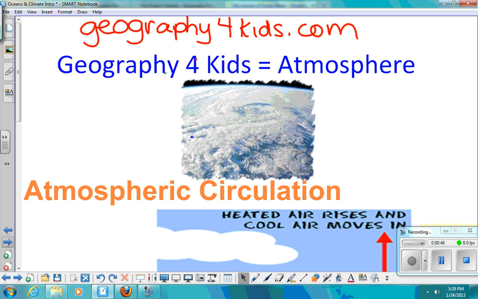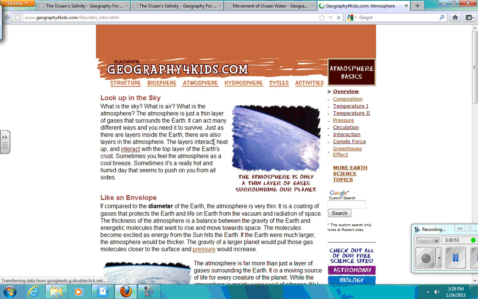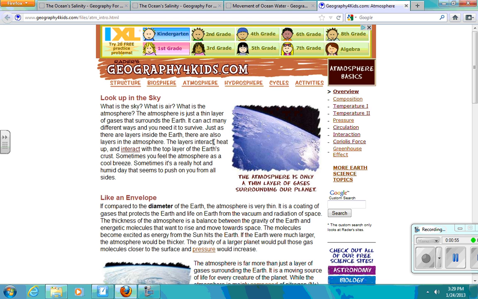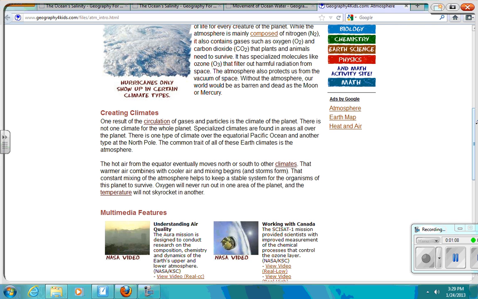So the first thing I want to do is take you to a website called Geography for Kids. The first thing we'll take a look at is the atmosphere. The atmosphere and the oceans work together to create the climates on Earth. One result of the circulation of gases and particles is the climate on Earth. There's not just one climate for the whole planet, okay? There are several different climates across our planet Earth.